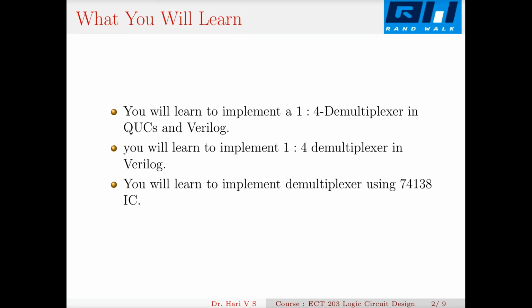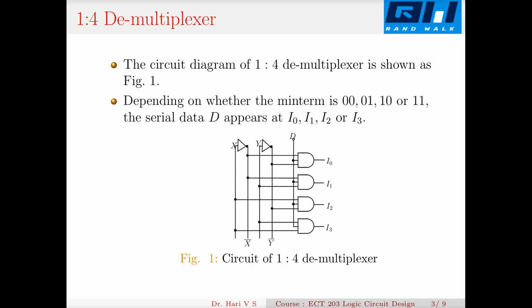So what you will learn in this video is that you will learn to implement a 1:4 demultiplexer in QUCS and Verilog. First I will show you the AND based circuit, and we will implement it in QUCS and Verilog. Then you will learn to implement a 1:4 demultiplexer in Verilog. Then you will learn to implement demultiplexer using the 74138 IC. 74138 is a decoder bar demultiplexer IC. We will see the pinout and wiring diagram.